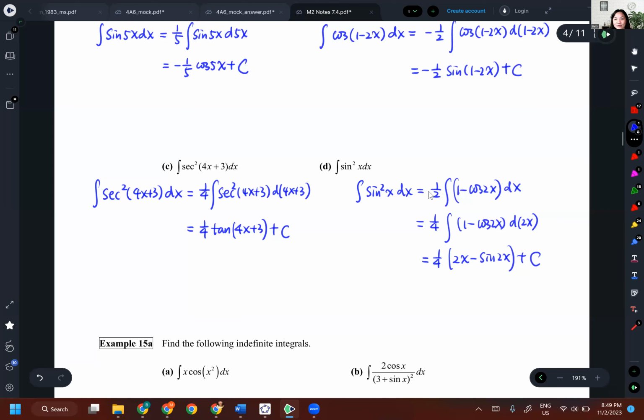Last one, the double angle formula is used. You can take out 1 over 2 directly. You can do that immediately. In the next step, you can take out 1 over 4. Okay, the final answer is 1 over 4 bracket 2x minus sine 2x close bracket plus c. You can also have your answer expanded. It's fine.